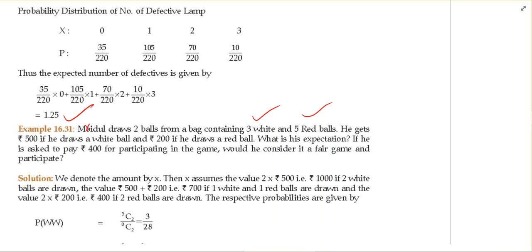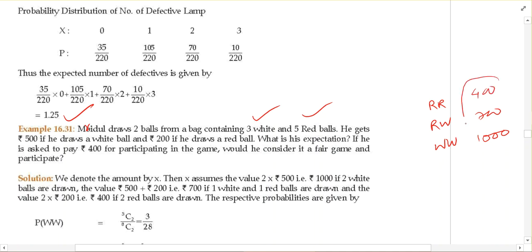There are white and red balls, so the case can be both red, one white, or both white. For both white he will get 500 and 500, that is 1000. One red and one white he will get 500 and 200, that is 700. For both red he will get 200 and 200, that is 400. Expected value will obviously be the average of these based on probabilities. So between 400 and 1000 somewhere. That means obviously greater than 400.